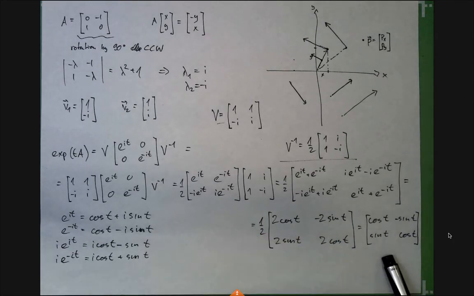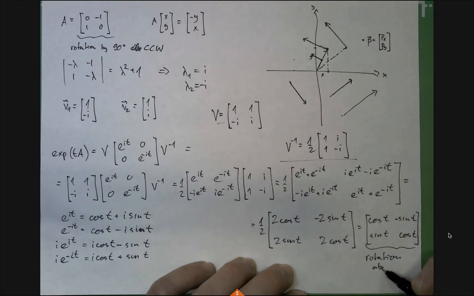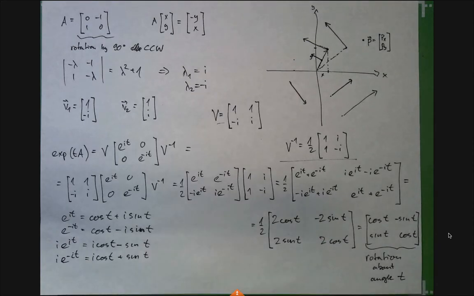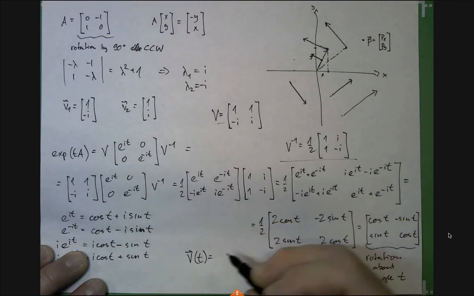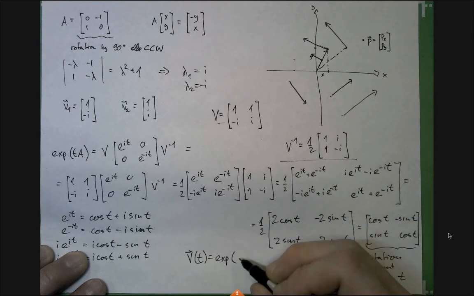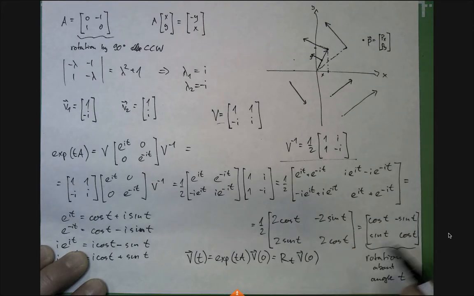So what matrix is this? About angle t, right? And if you think about it, this makes perfect sense, right? Because now I can actually write explicitly the solution, right? So my v at time t is the exponential of tA times wherever I started, v0, okay? But I just derived that this is nothing but the rotation by angle t of v0, okay?